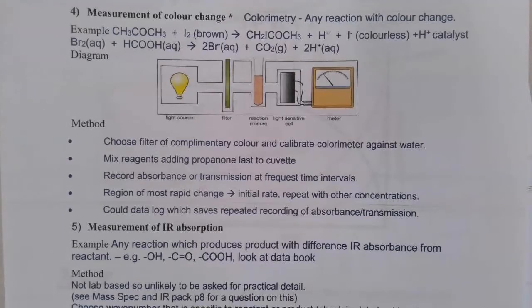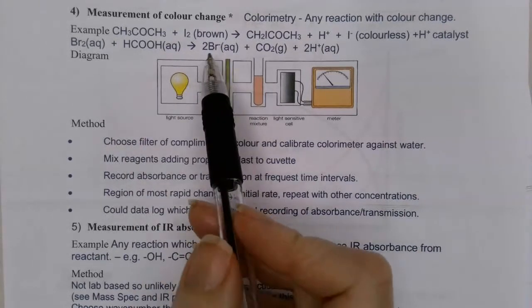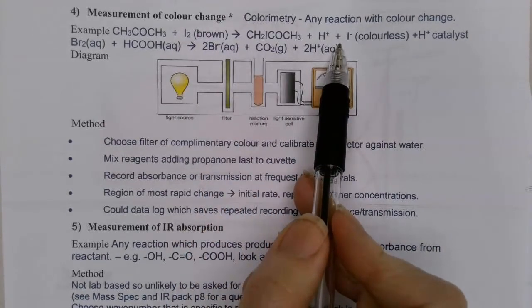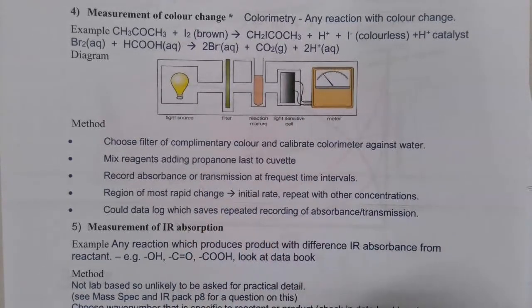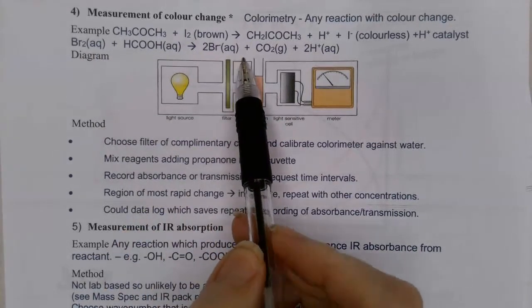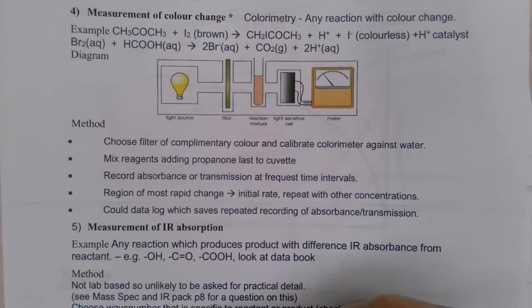So number 4 on our list is a measurement of a colour change. We call it colorimetry. This works with any reaction where there is a colour change. For example, in this reaction we're going from the brown iodine to the colourless iodide, so we can measure the colour change there. Here we're going from bromine to bromide, again another colour change.